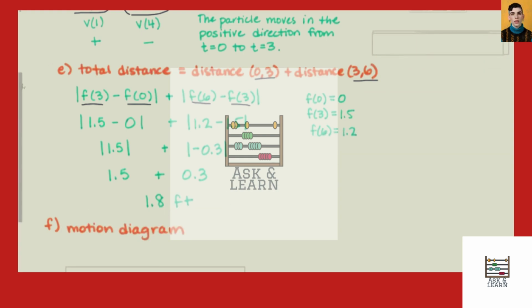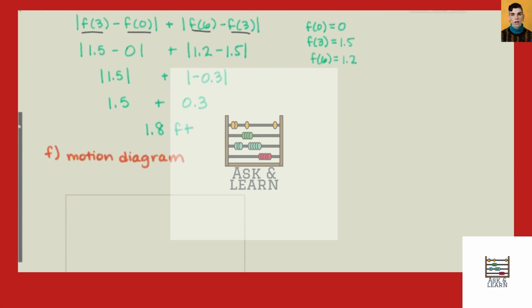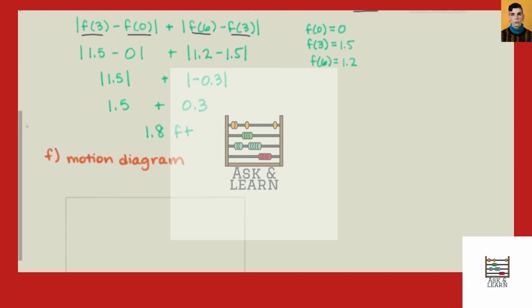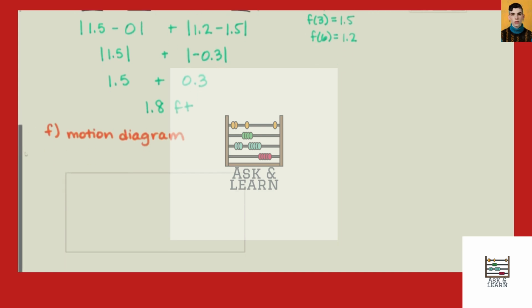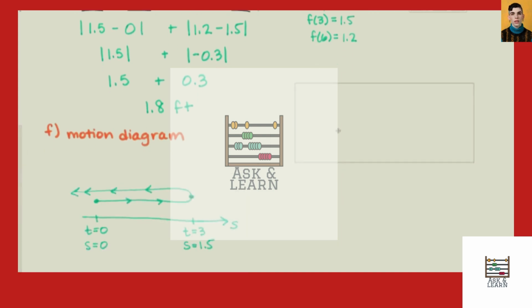Now we're going to make a motion diagram. And because we know it went in the positive direction for a while and in the negative direction for a while, we should see that in our motion diagram. So what we see is the particle starting at time 0, position 0. It moves to the right, and it stops moving to the right at time 3, and then it moves to the left.